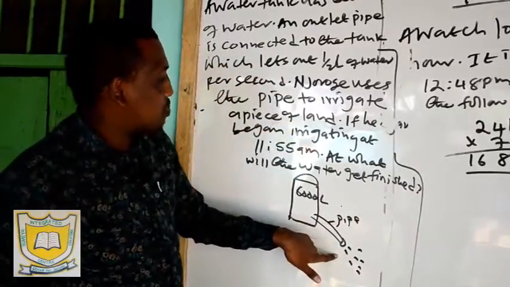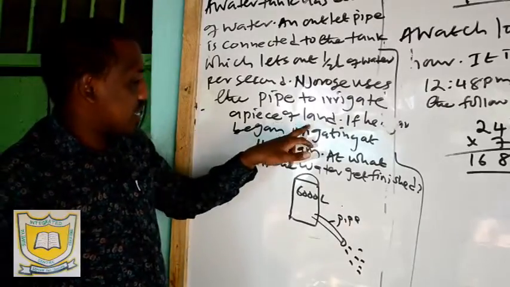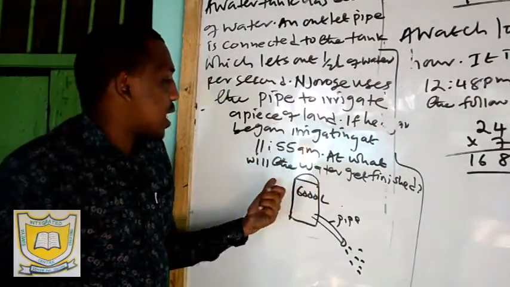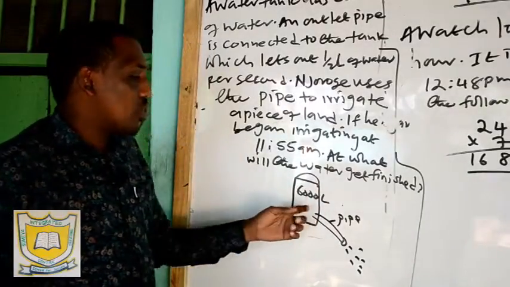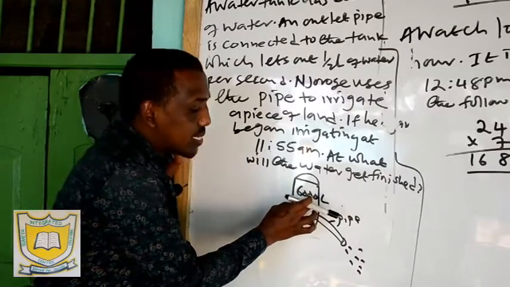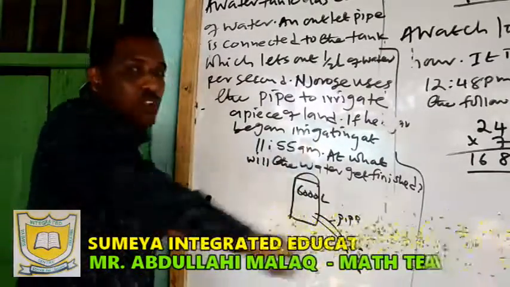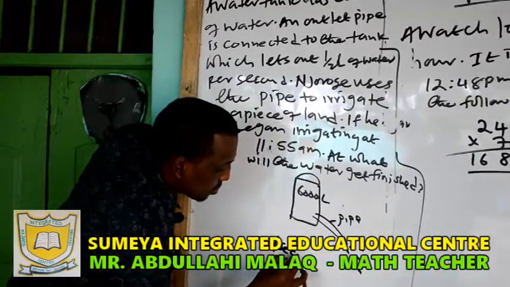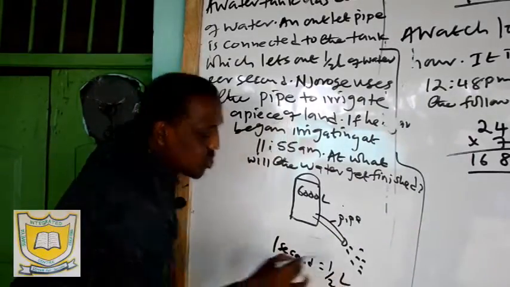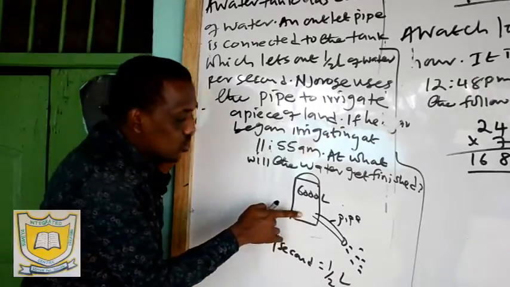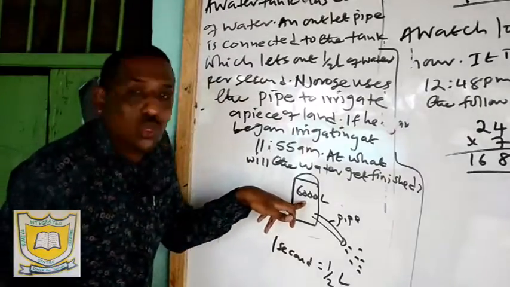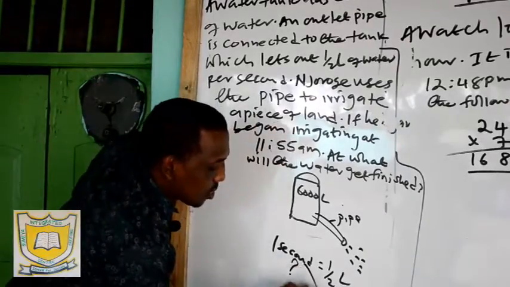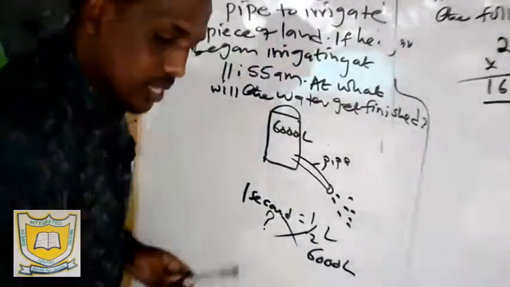Njoroge uses this pipe to irrigate a piece of land. He began at 11:55. At what time will the water get finished? At what time will this tank become empty? That's what they are asking. If half a liter was going out per second, what about the total 6,000 liters of water? How many seconds will it take? That's what we want.